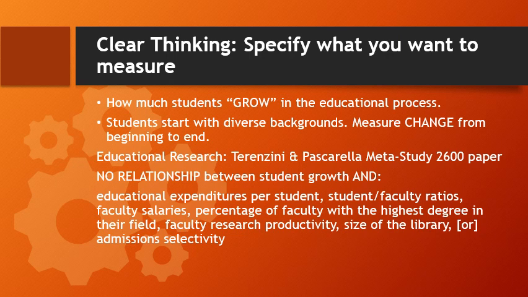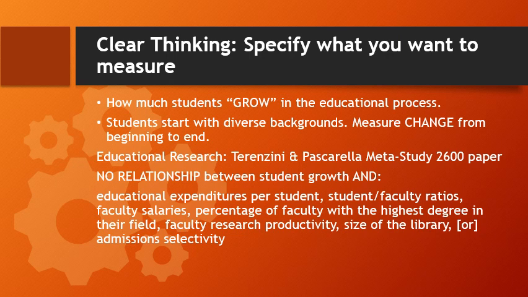So if we think about how much the students grow in the educational process, we know that they start with diverse backgrounds and they change in the process. And suppose we want to measure change. There is a research study cited in the Malcolm Gladwell paper. It's by Terenzini and Pasquarella. It is a meta-study. They look at 2,600 papers which study the educational process.